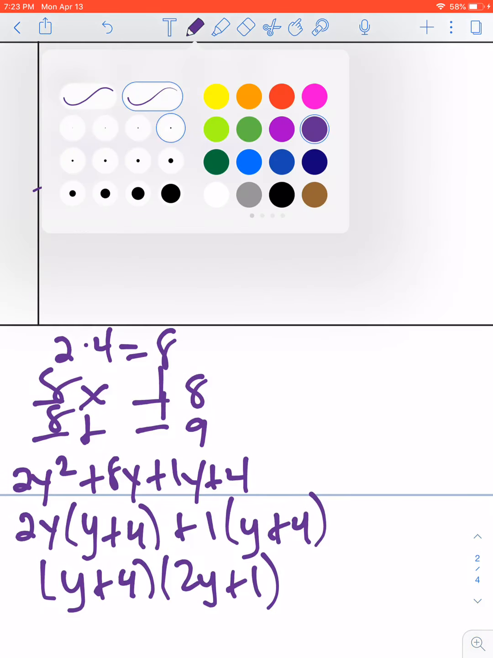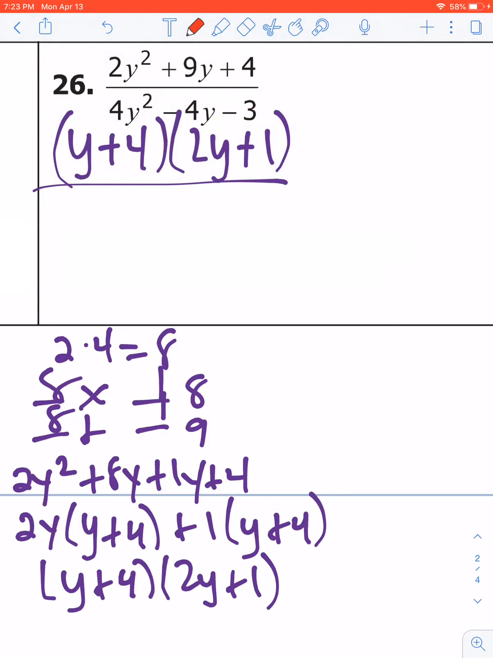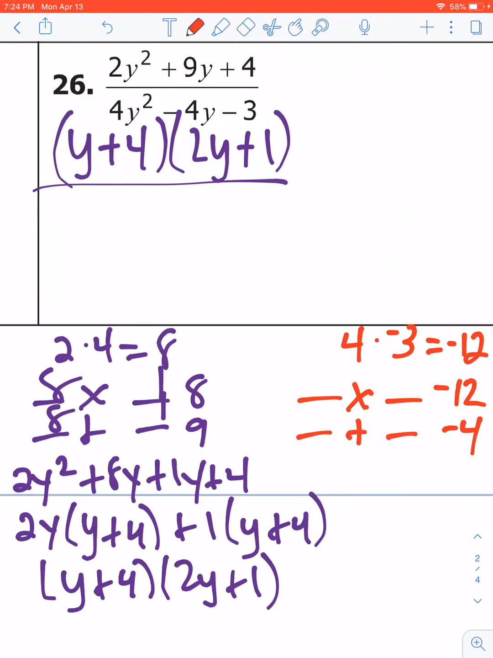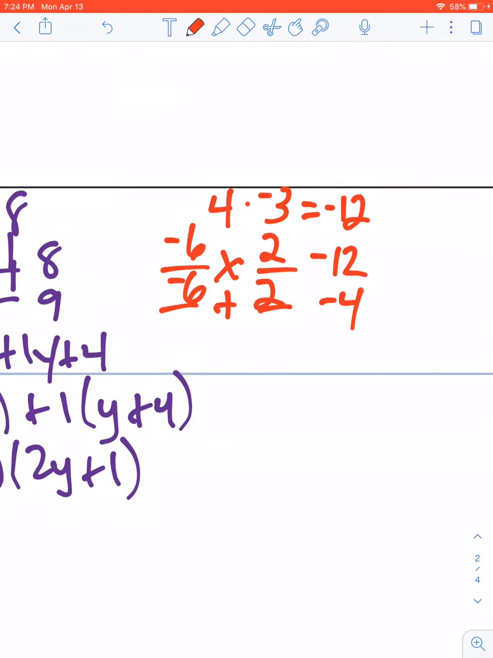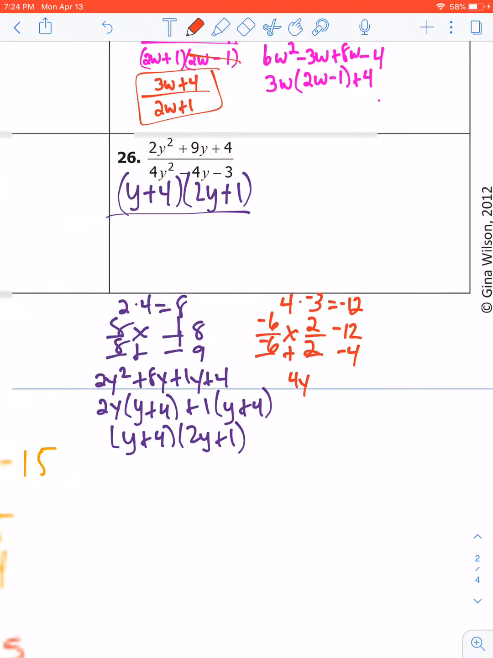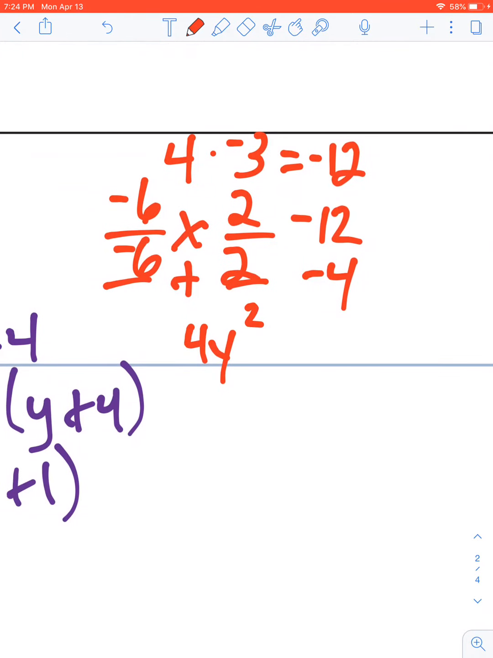Now let's do the exact same thing in the denominator. So in the denominator, I have 4 times negative 3, which gives me a negative 12. I have to find two numbers that multiply to negative 12, but at the same time add to give me a negative 4. And that's going to be a negative 6 and 2. So I'm going to rewrite the first term of 4y squared, and the last term of negative 3 is the same. And then I'll rewrite it here as 2y minus 6y.